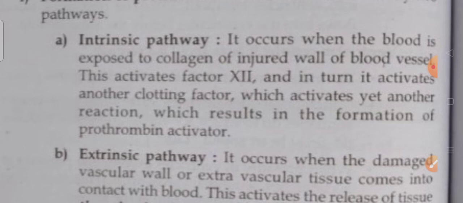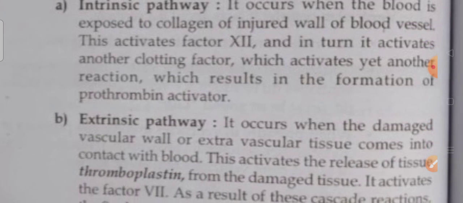When the blood is exposed to collagen of the injured wall of blood vessels, this activates factor 12. Automatically it activates factor 12, and that in turn activates another clotting factor, which activates yet another reaction, which results in the formation of prothrombin activator.